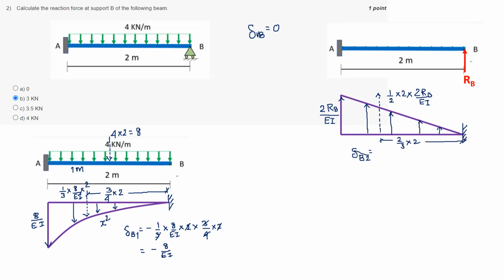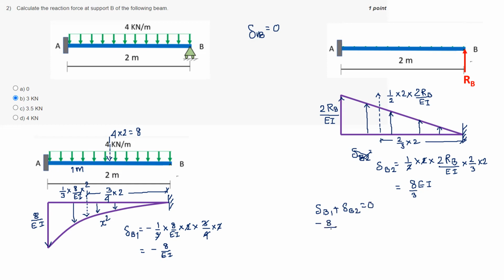And then we will have delta B2, I will write below. So delta B2 is equal to 1/2 into 2 into 2 RB upon EI into 2/3 of 2. Now see, we have one get cancelled, and delta B2 we will get as 8 upon 3 EI. Now we know total displacement at B should be 0. So we have delta B1 plus delta B2 equal to 0.